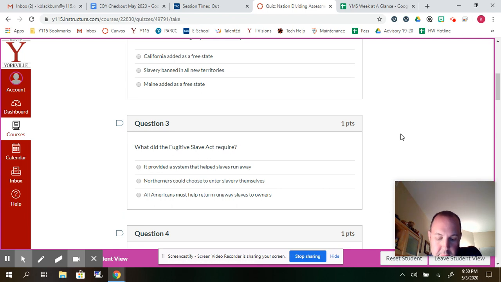Question 3. What did the Fugitive Slave Act require? It provided a system that helped slaves run away. Northerners could choose to enter slavery themselves. All Americans must help return runaway slaves to owners.